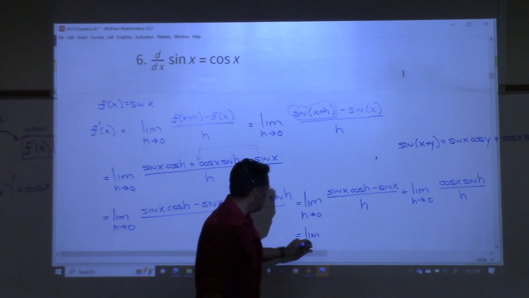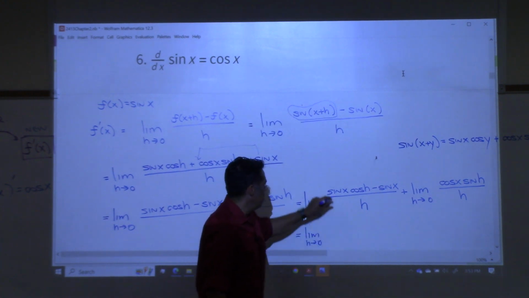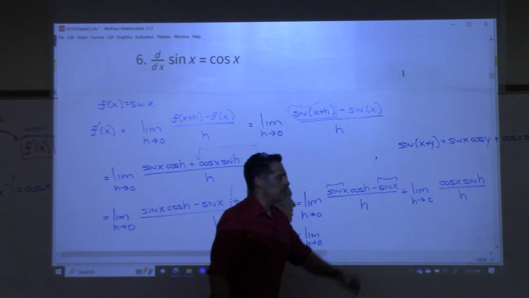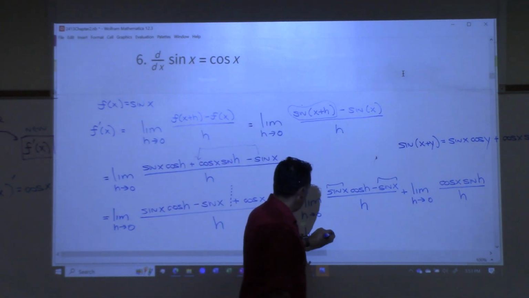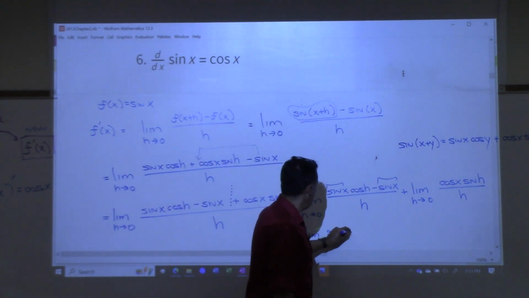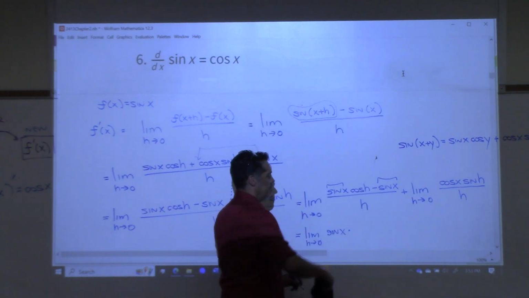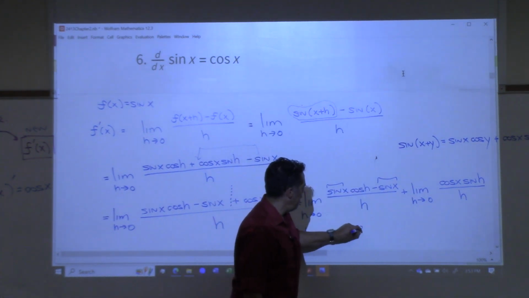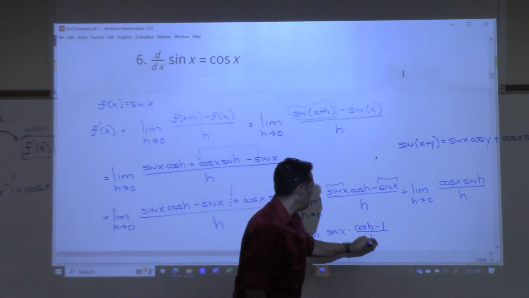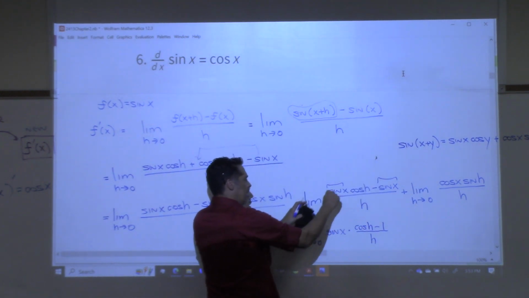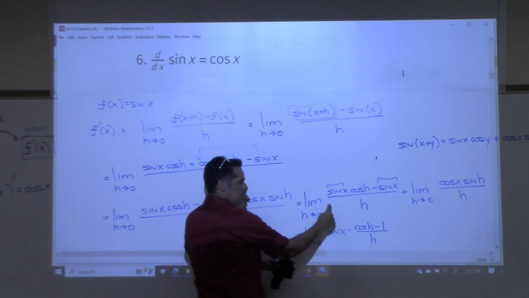Limit, h goes to 0. Both of those have a sine x, don't they? I can factor it out like a GCF. If I factor out sine x, tell me what's still here on top. Cosine h minus 1 over h. So I pulled the sine x out completely and just stuck it right here in front. You'll see it?